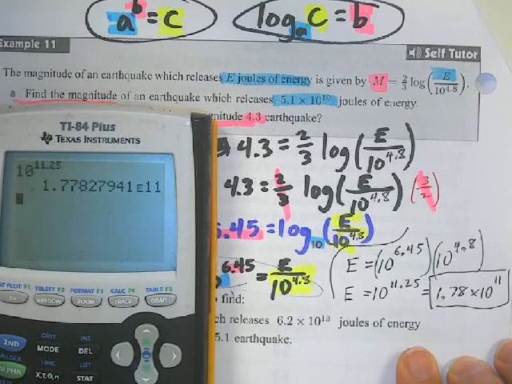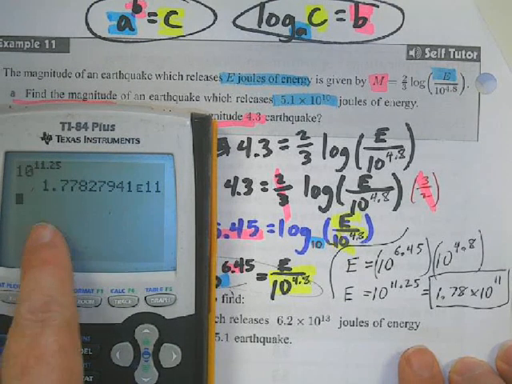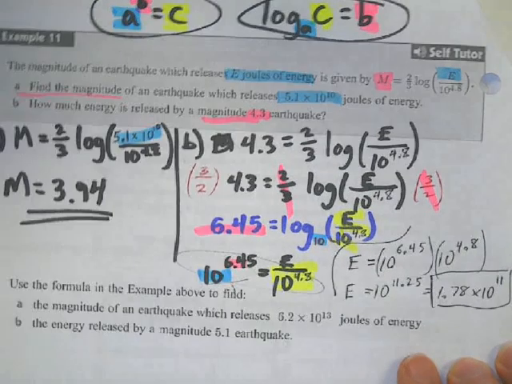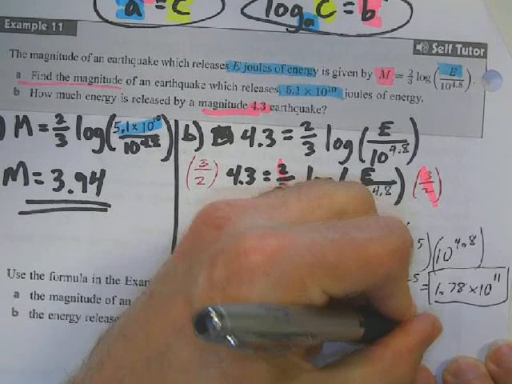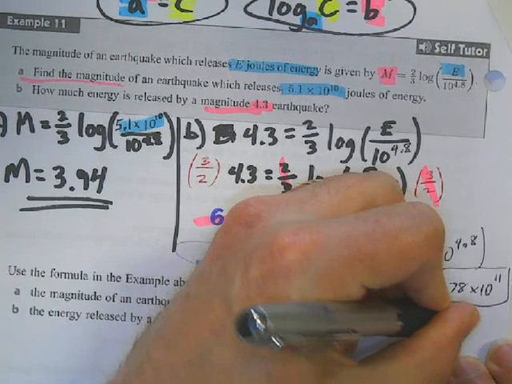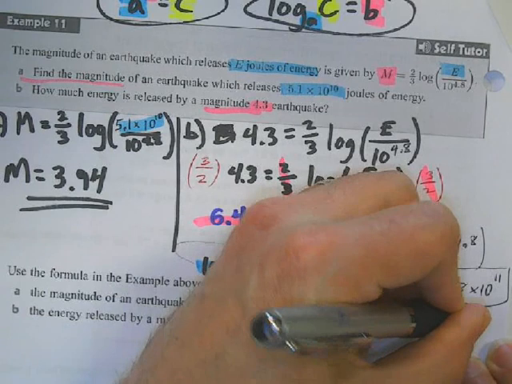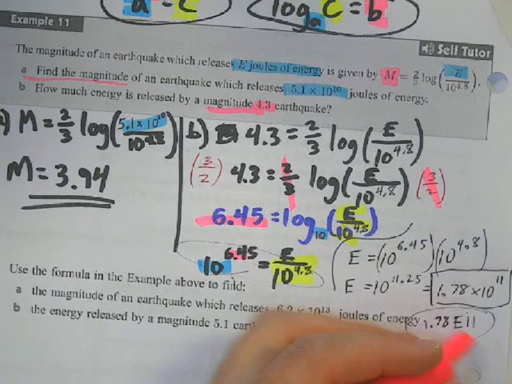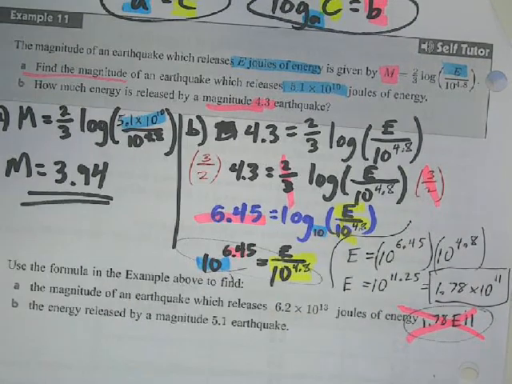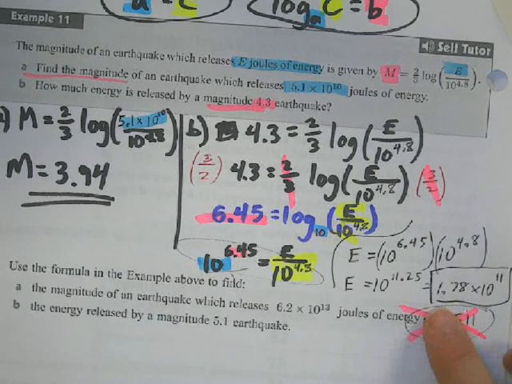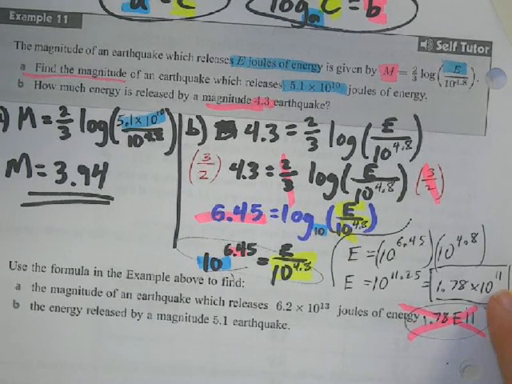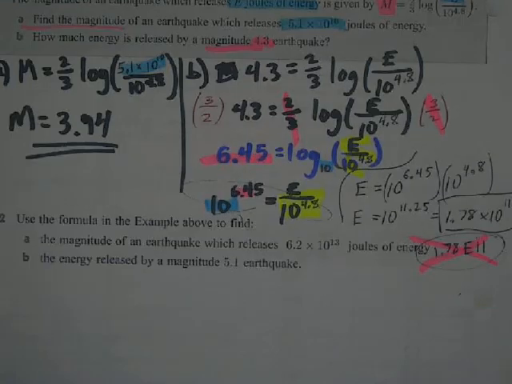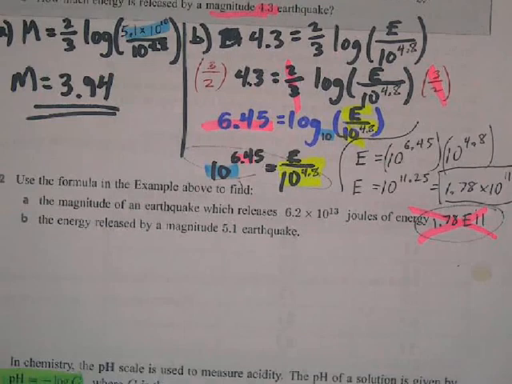Now, if you write 1.78 E11, I will not give you credit. 1.78 E11, that is not the correct answer. I won't give you credit for that. It would be 1.78 times 10 to the power of 11. Okay, so the next one works the same.